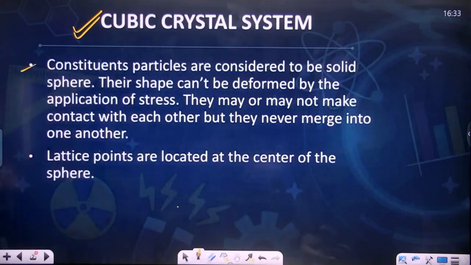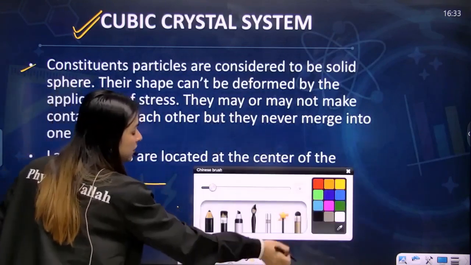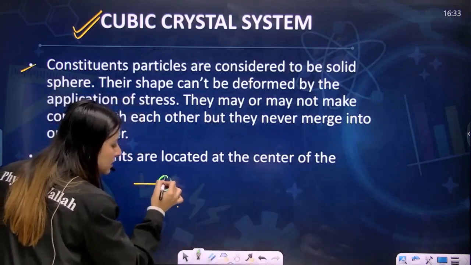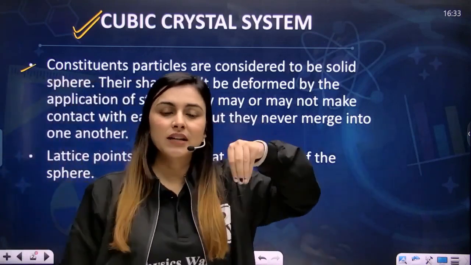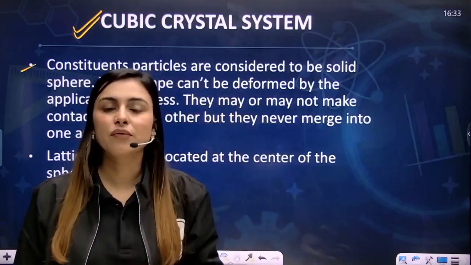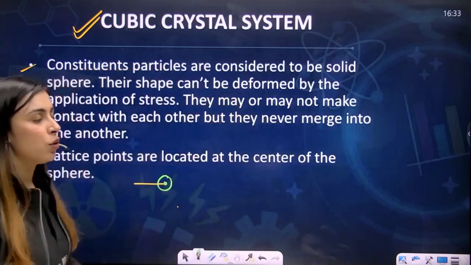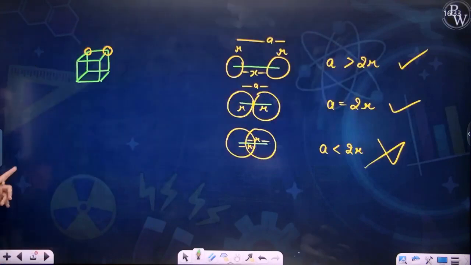Next is lattice points are located at the center of the sphere. Now, what does this mean? This means that let's say you have an edge length here, then the atom will always be present at this particular part, its center. So the lattice point, which point we consider, will always be considered at the center of your sphere. I hope you're clear with this. So pause the video, write this down. These are the few things which you need to keep in your mind. You can draw this as well.